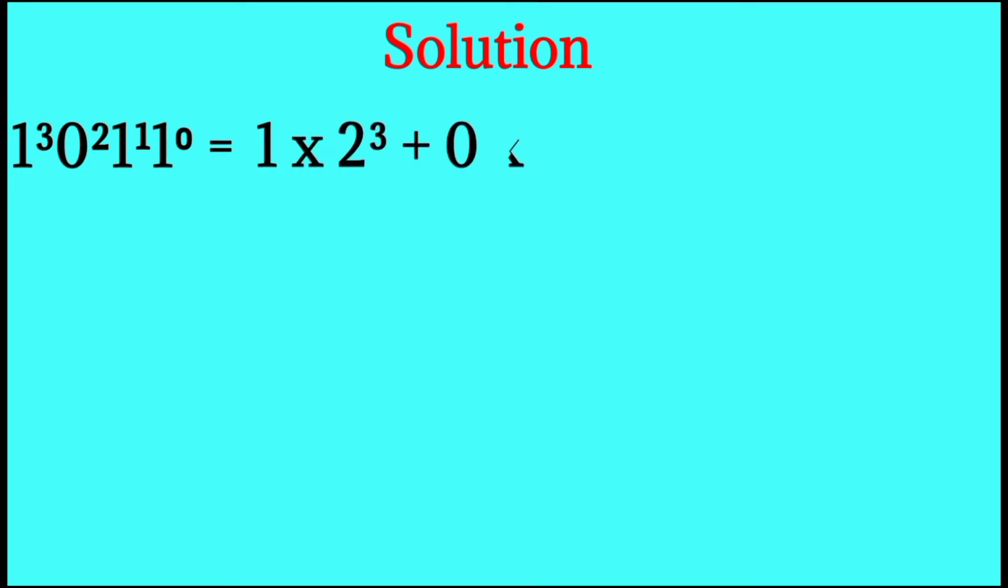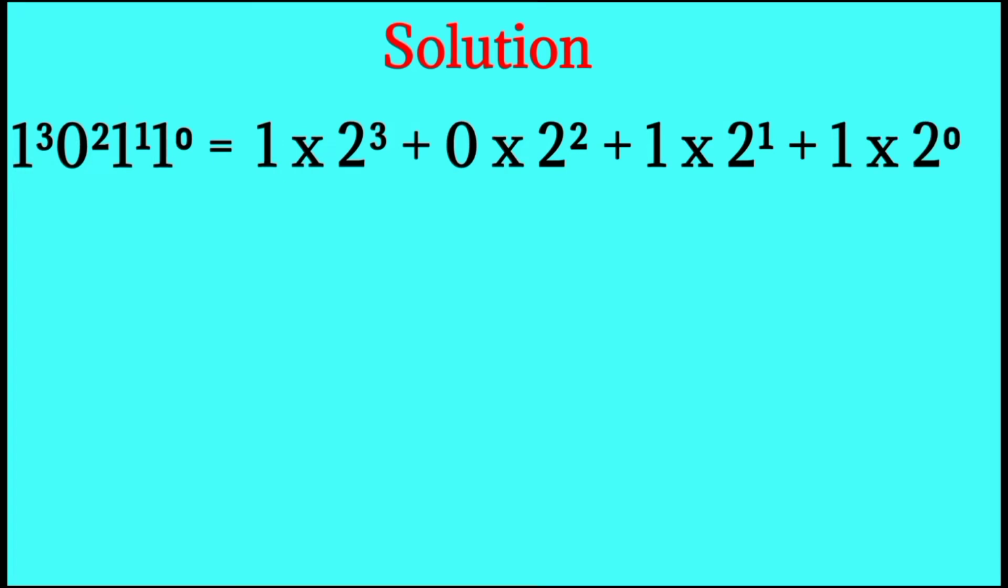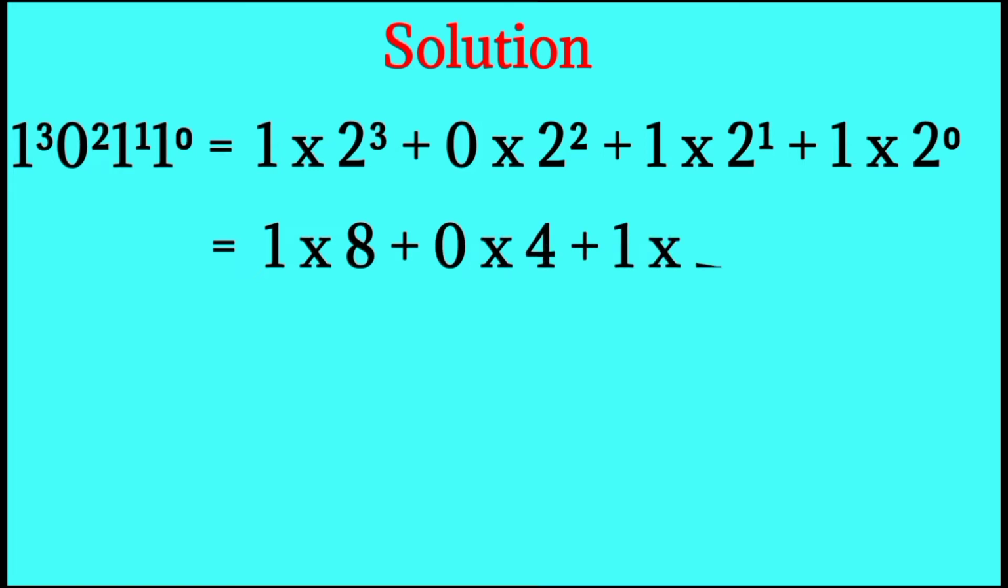By expanding this, we have 1 times 2 to the power of 3 plus 0 times 2 to the power of 2 plus 1 times 2 to the power of 1 plus 1 times 2 to the power of 0. Now 2 to the power of 3 will give us 8, so we have 1 times 8. 2 to the power of 2 will give us 4, so we have 0 times 4. 2 to the power of 1 will give us 2, so we have 1 times 2. Then 2 to the power of 0 will give us 1, so we have 1 times 1.